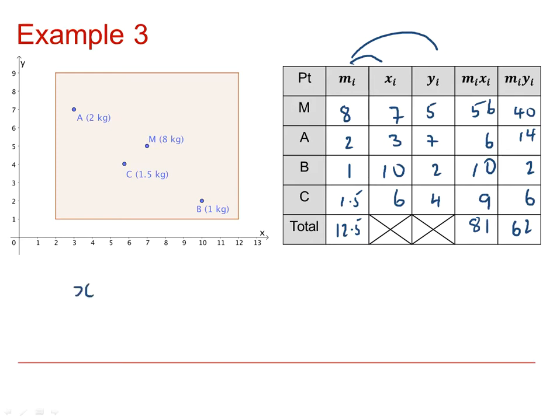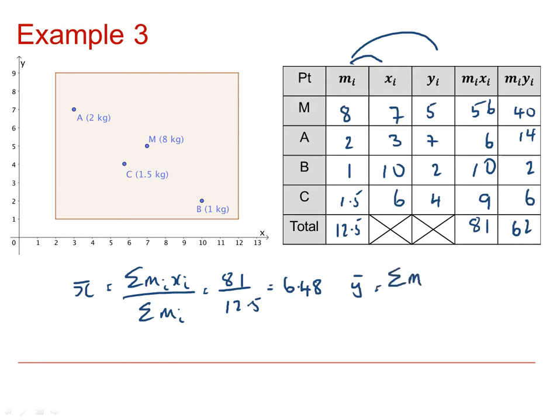So now we know that x bar is equal to sigma MIXI divided by sigma MI, so the sum of the moments in the x direction, which is 81 divided by 12.5, and that comes out to be 6.48 to 2 decimal places. And y bar is equal to the sum of the moments in the y direction, so sigma MIYI divided by sigma MI, and that's 62 divided by 12.5, which is 4.96 to 2 decimal places. So therefore we have that the coordinates of the centre of mass are at 6.48 and 4.96 relative to that origin that we had in the bottom left hand corner.